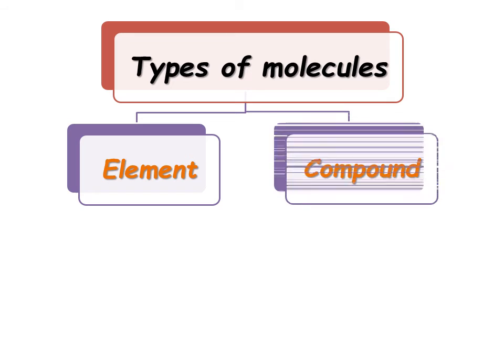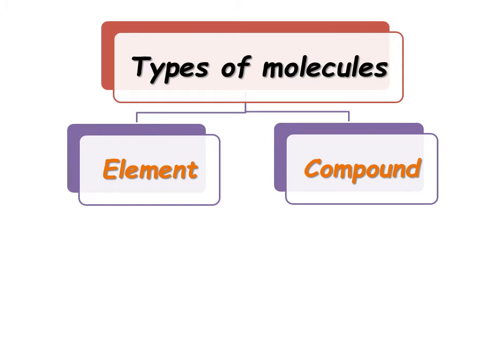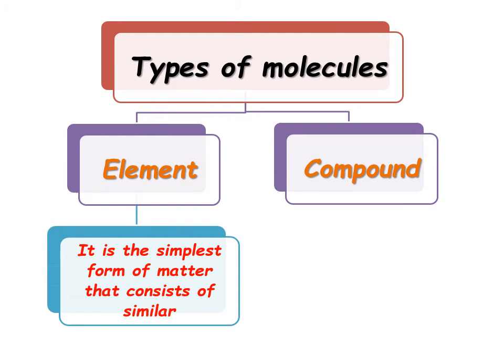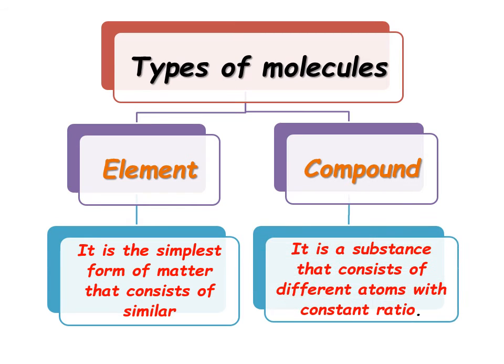What are the types of molecules? We have two types, element and compound. Element is the simplest form of matter, which consists of similar atoms. Compound is a substance which contains different atoms with a constant ratio.